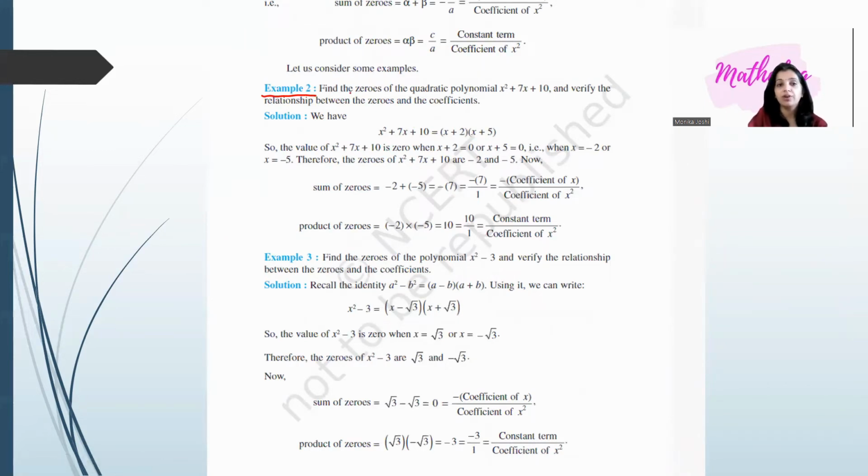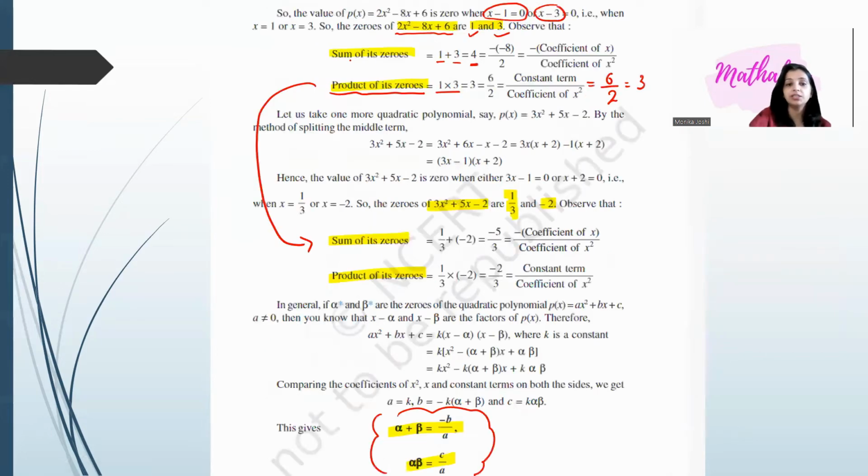What is the question? We have to find the zeros of this quadratic equation and verify the relationship between zeros and coefficients. So first we will find the zeros by splitting the middle term. Then we will verify the relationship. For verification, we will first find the left hand side value, alpha plus beta. We will add the values of the zeros. Then we will find the value of this. And if both values are equal, it means we have done the verification correctly.